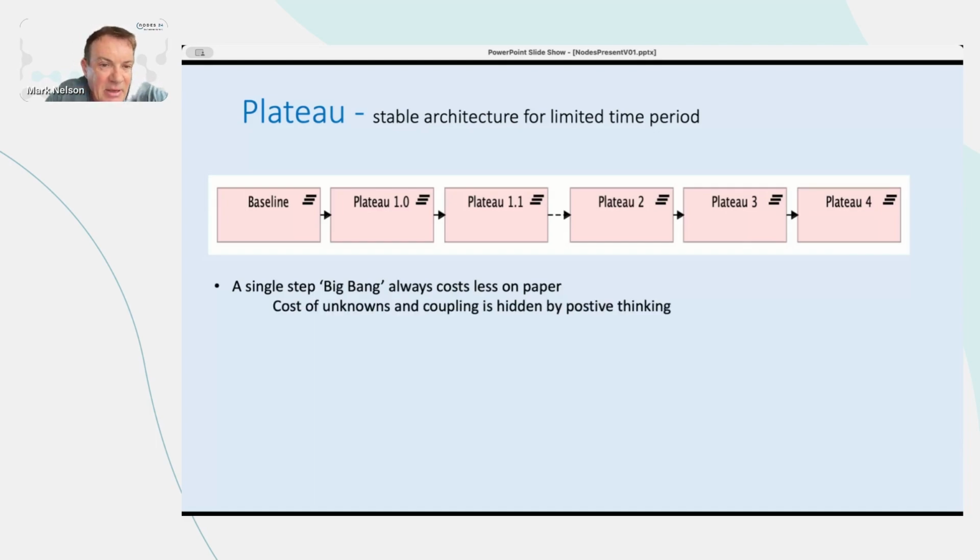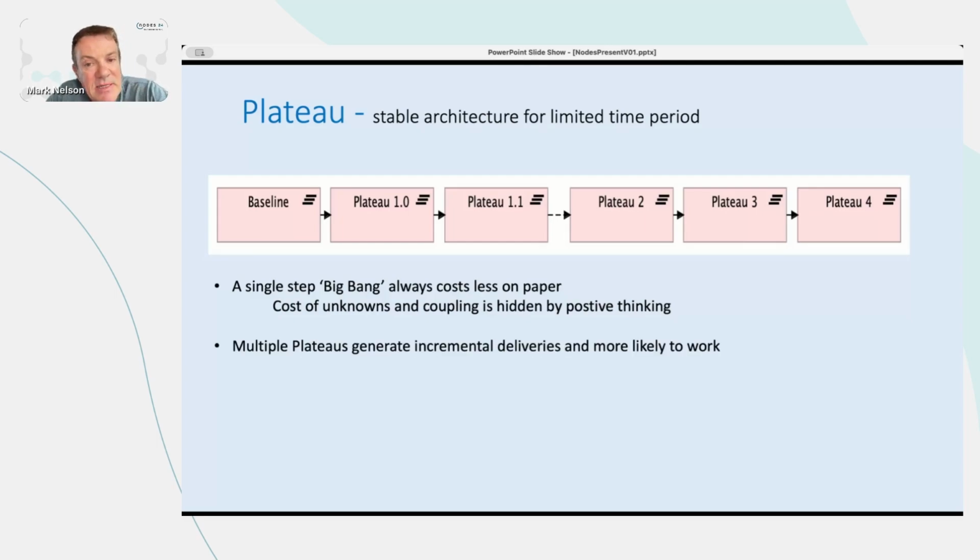And I think anyone who looks through endless discussions of large enterprise integration projects, most of them fail because they never make budget, they never make time, and often I think something like 40% are cancelled completely. So multiple plateaus generate incremental deliverables, and they're more likely to work, but there's a clear cost up front. In a single step, you hide the costs, or you're not aware of them.